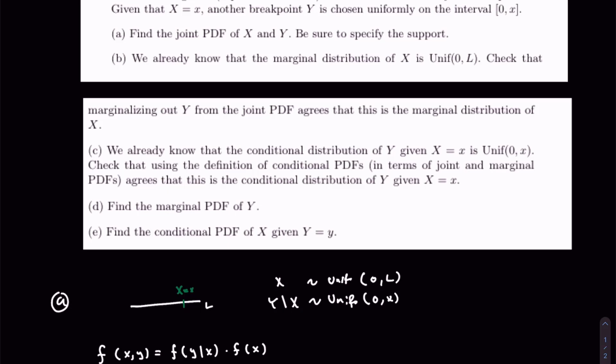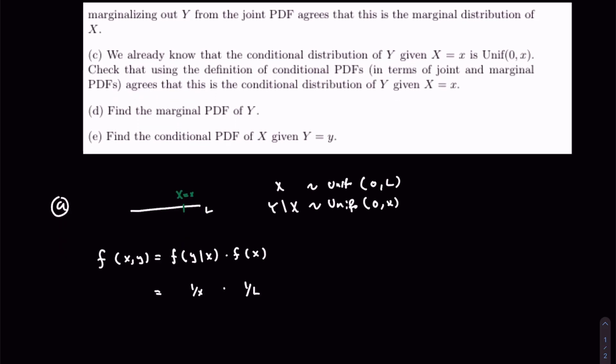And just to be clear, Y can only take values between 0 and x, and X on the other hand goes up to L, and it can be as little as 0.